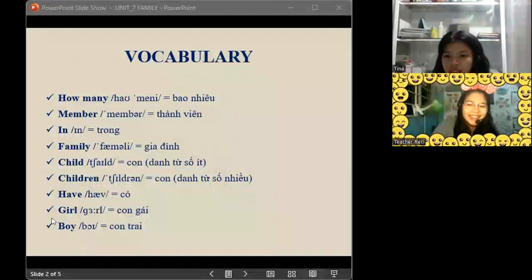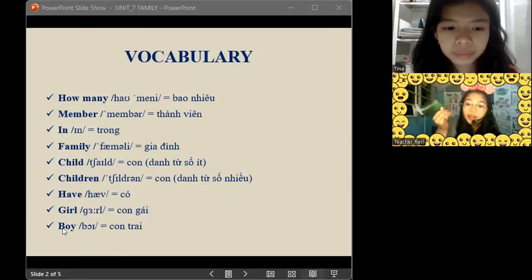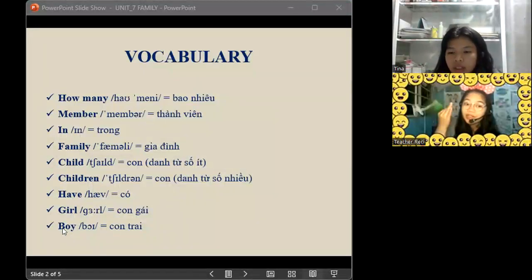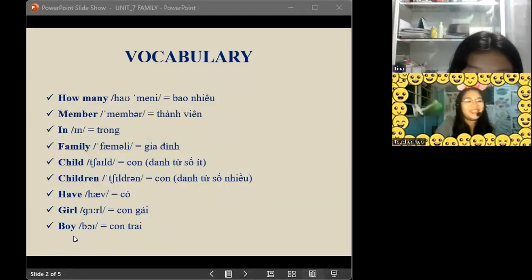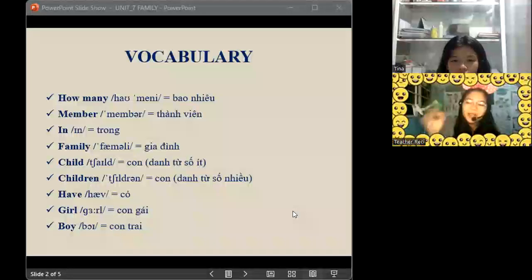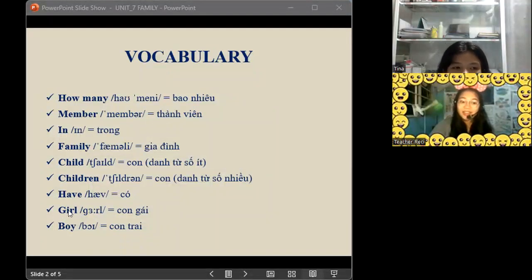Oh, nice. And this time we have the word girl, like us. Tina and teacher Resi is girl. And if we said boy, we call it like your father, like your grandfather, and your brother. They are boys. Very good. They are boys. What about your grandmother, your mother, your sisters, and you? They are girls.